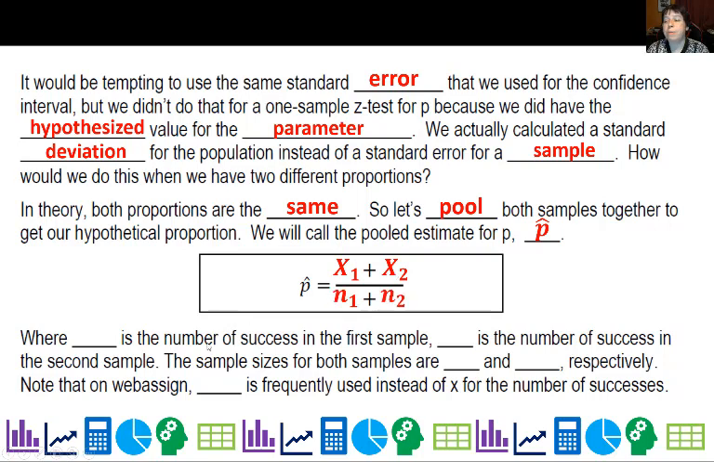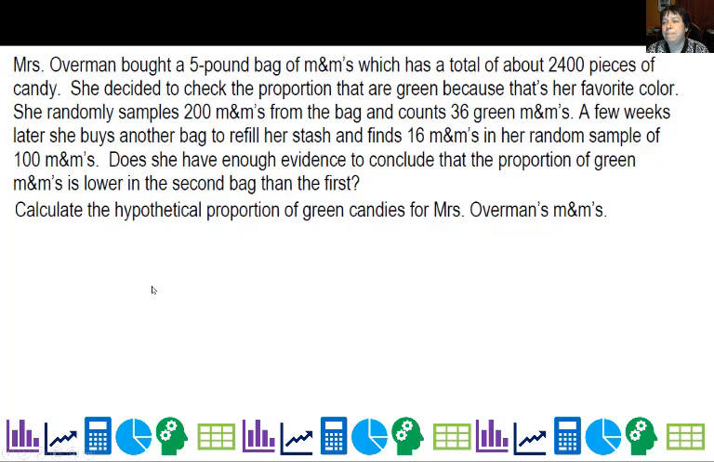Now remember, for WebAssign, we frequently use R. So basically, X1 is the number of successes. X2 is also the number of successes for sample 1 and sample 2. N1 and N2 are the sample sizes for both. And like I said before, R is frequently used instead of X on WebAssign.